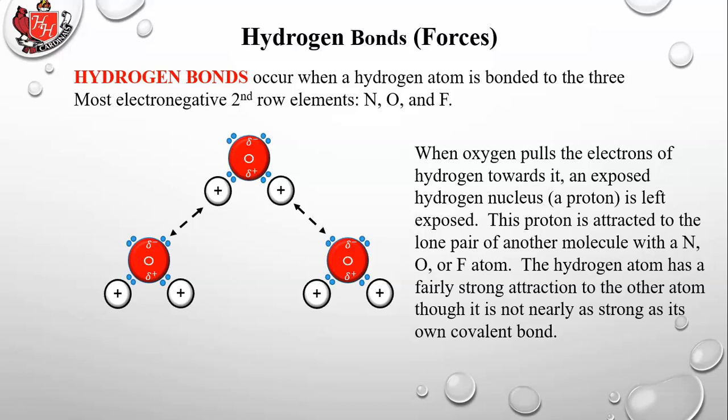So the proton is attracted to the lone pair of another molecule with a nitrogen, oxygen, or fluorine atom. In this case, it's other water molecules, so it's other oxygen atoms. The hydrogen atom has a fairly strong attraction to the other atom, though it is not nearly as strong as to its own covalent bond.